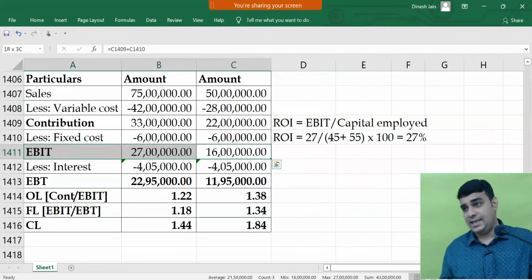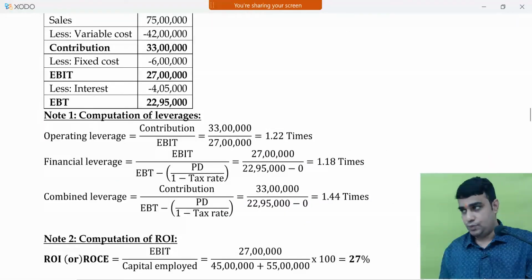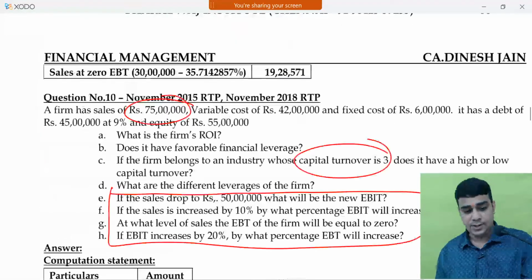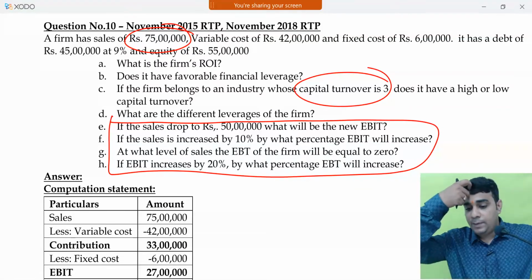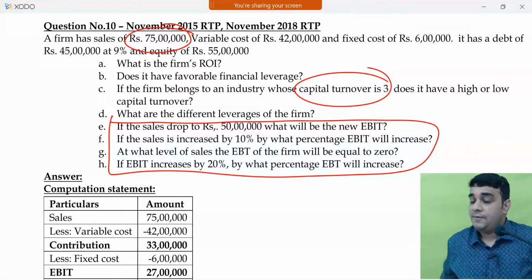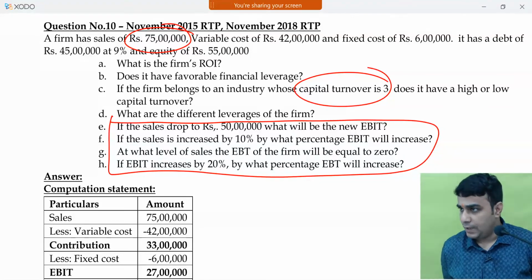EBIT is 16 lakhs. This is an easier part to do, but in exam the expectation is you will interpret and do. You will interpret the leverages. Next is, if the sales is increased by 10%, what will be the EBIT increase? Which leverage links sales and EBIT? Operating. So you multiply and then calculate.